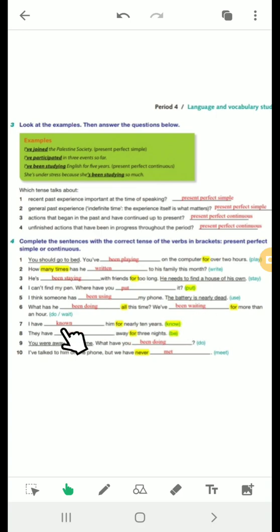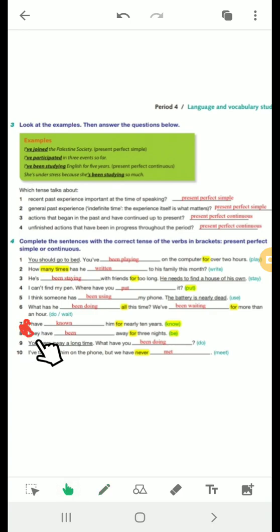Number 7: I have known him for nearly 10 years. Here, 10 years is a long duration. But no, it's a stative verb. Notice that a stative verb comes with present perfect simple, not continuous. It can't be used with continuous tenses because it is a stative verb. So: I have known him for nearly 10 years. This is important, try to focus on it.